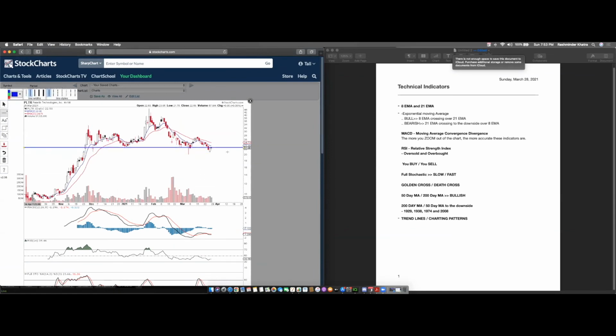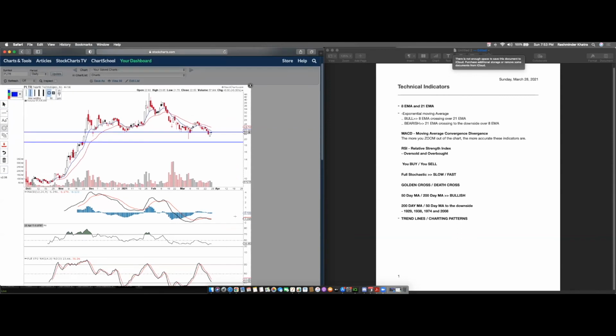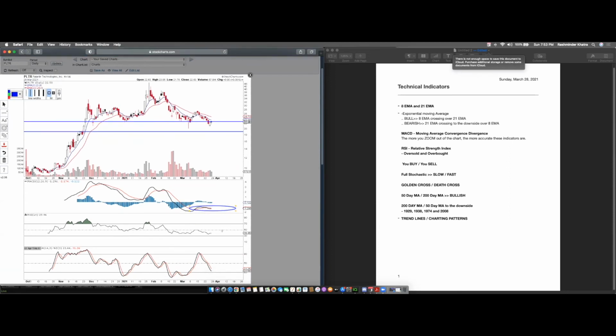This was strong support, it broke below. And now it crossed right here. The next support on this is right here, around this level, or where this bounced off from. Then another thing I'm looking at is the MACD is silent. It's not doing anything. It's very quiet, right? There's no strength in the stock.